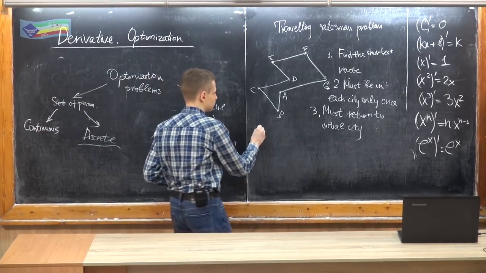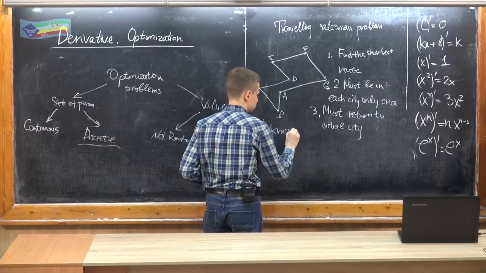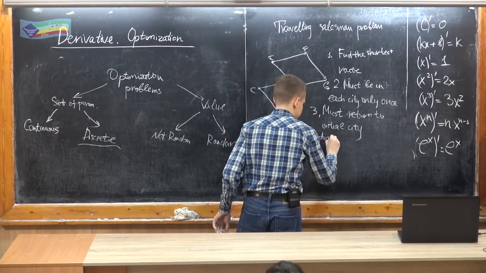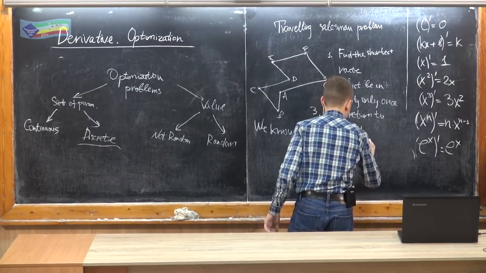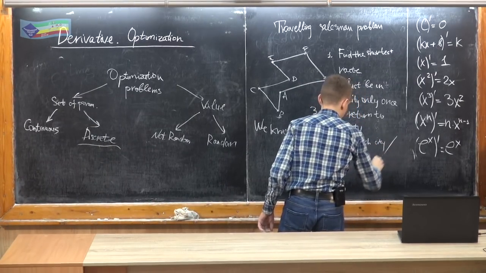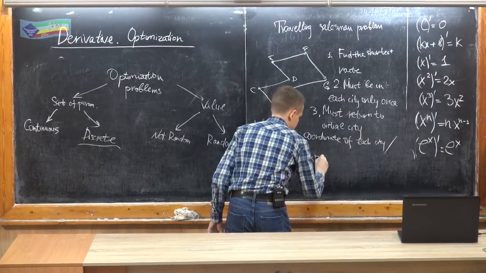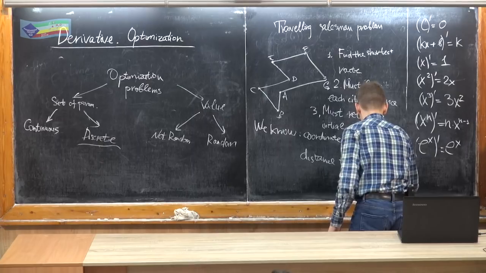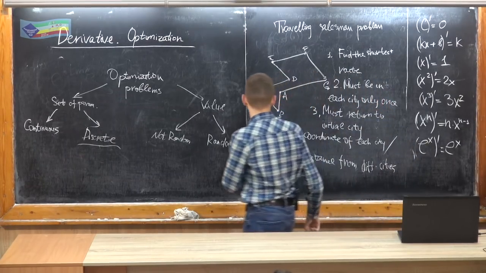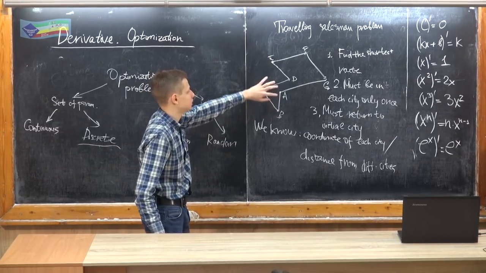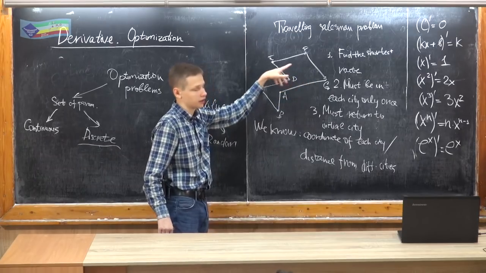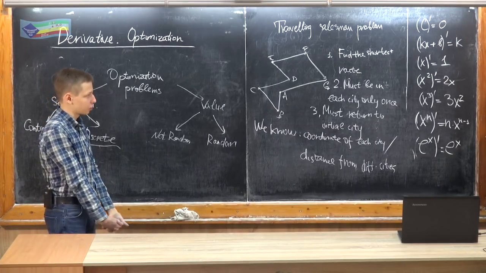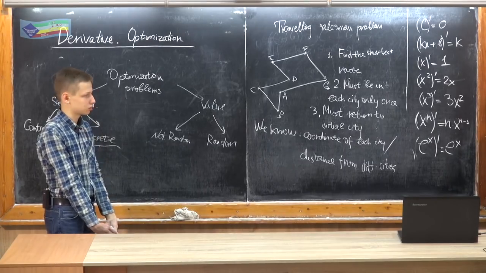And now, what we have is that we know all coordinates of each city, or the distance between different cities. So you pretty much know the distance from A to B, A to C, A to D, you know the distance from D to G, each of these distances you know, and now you need to define which route is optimal, is the most optimal, which route is the shortest.